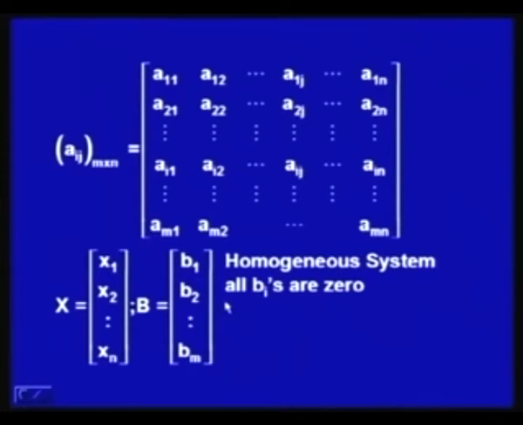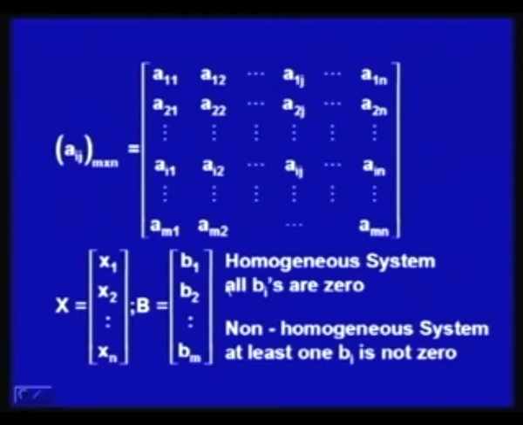This system of equations may be a homogeneous system. If all bi's are 0, then we have a system of homogeneous equations, or we call it a homogeneous system. But if any one of them is non-zero, or at least one of them is non-zero, then the system is a non-homogeneous system.